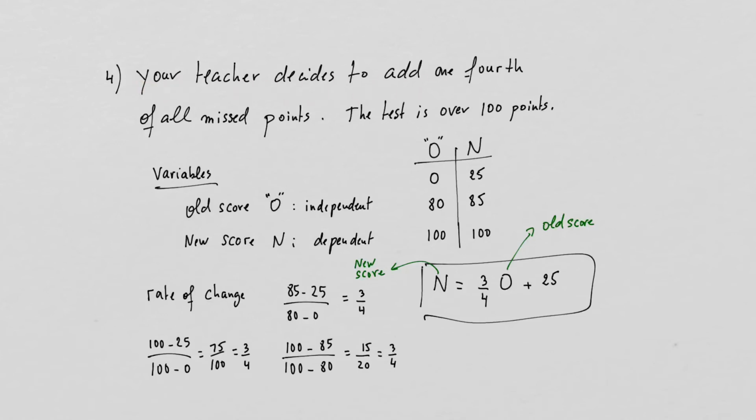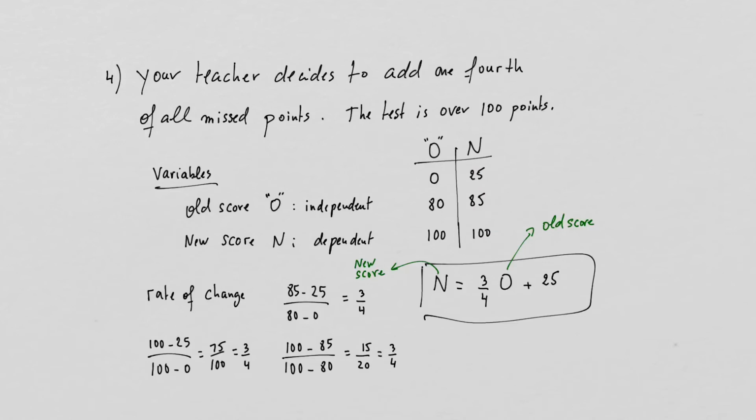Your teacher decides to add 1/4 of all missed points on your test. Okay? And let's say the test is over 100 points. So maybe students didn't do well. You know, they just crashed the test. And the teacher says, hey, whatever you missed, I'll give you a quarter back. For example, let's say you got 60 out of 100. It's like, okay, you missed 40. So I'm going to give you a quarter of 40 back, which is 10. So now 60 becomes 70. Makes sense? So let's work out some examples, some points first.